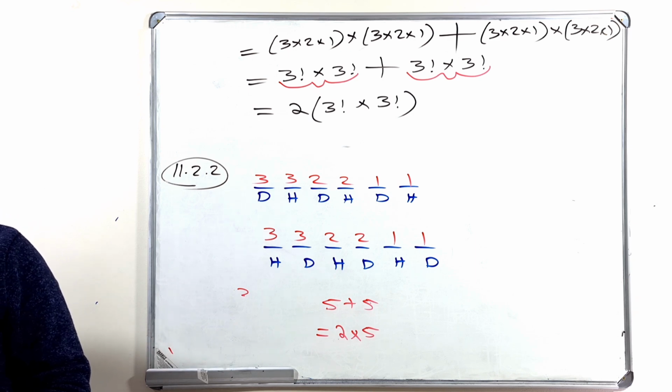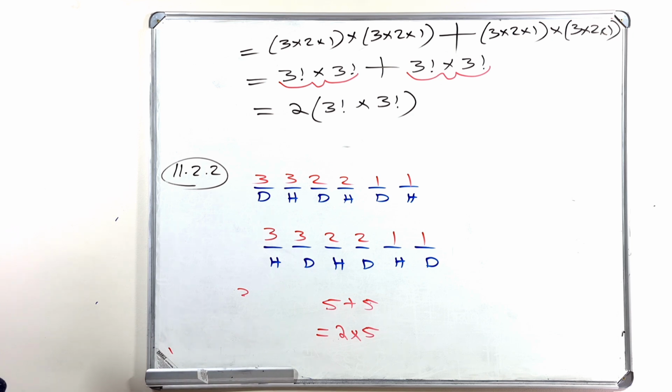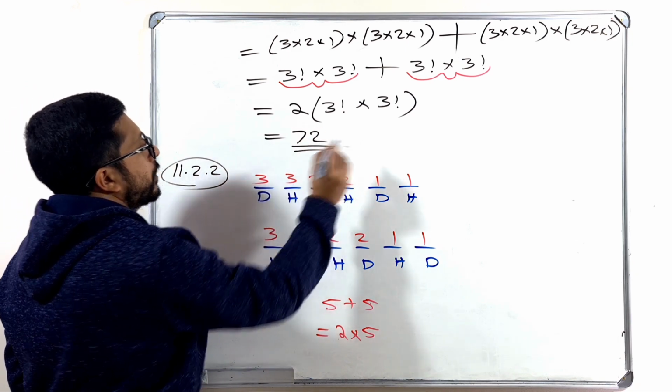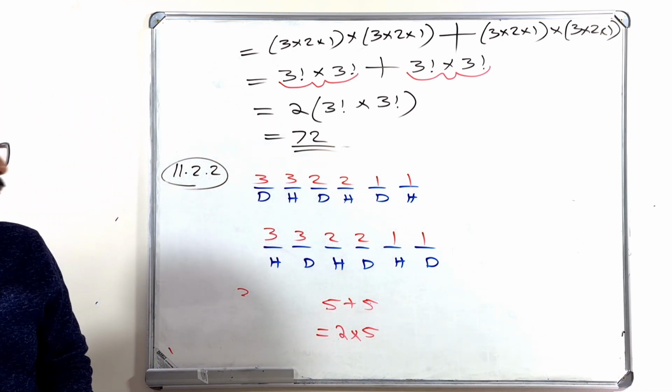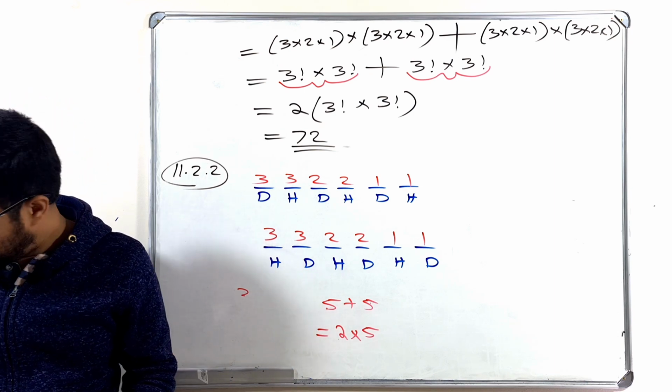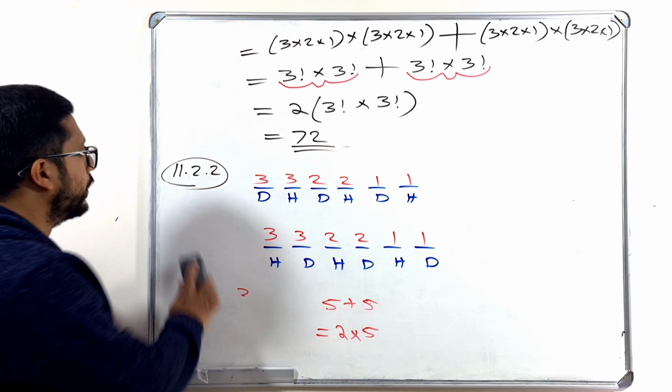In your calculator, it's 72. So you will get the answer as 72. Okay, you can check in your calculator. So that is question number 11.2.2. Now let's go to 11.2.3.